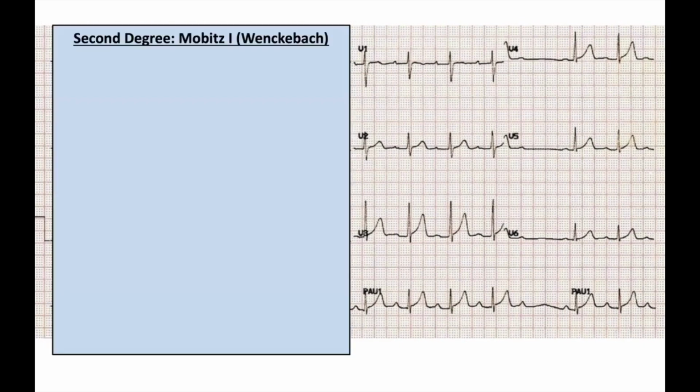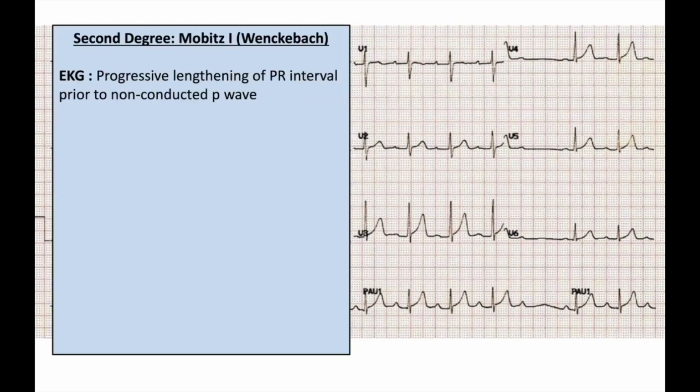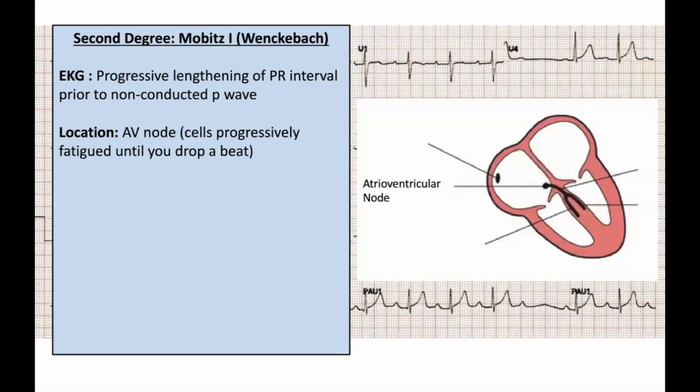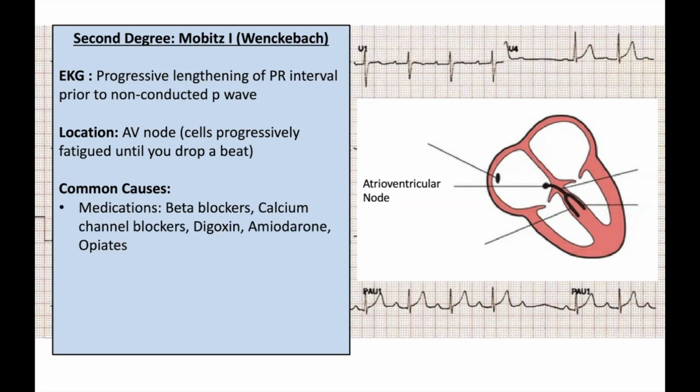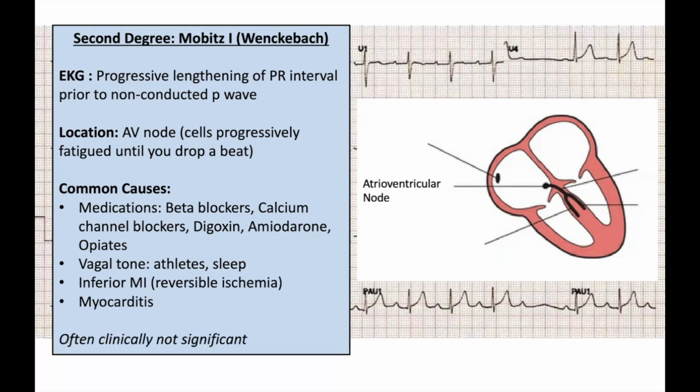And that essentially is what is unique about second degree Mobitz 1. It's progressive lengthening of our PR interval prior to a non-conducted P wave. So this is often an AV node issue, I like to think about it. Your AV node essentially gets progressively fatigued until you eventually drop a beat. And causes, again, are the similar medications that I've mentioned before. Vagal tone, inferior MI, so if there's reversible ischemia, not infarct, you can also see that. And then myocarditis. This is not always clinically significant. Sometimes it may be, but it's, to my understanding, a bit more of a benign finding.